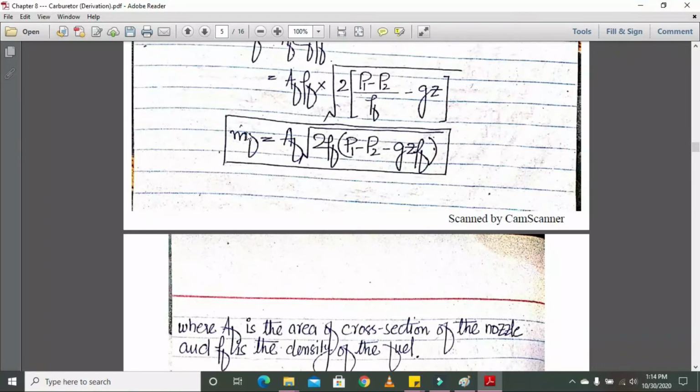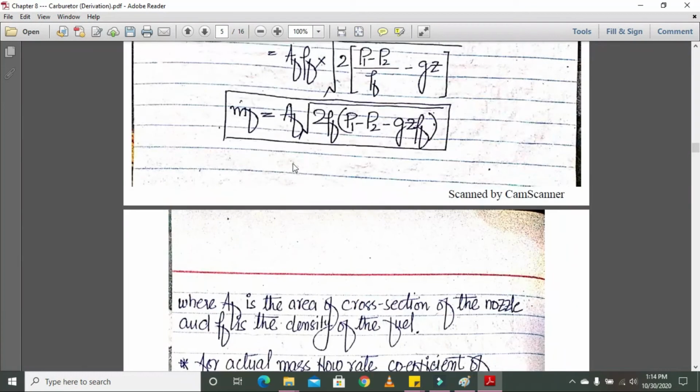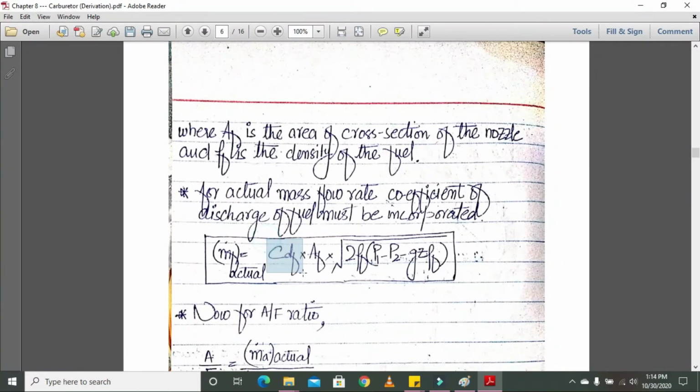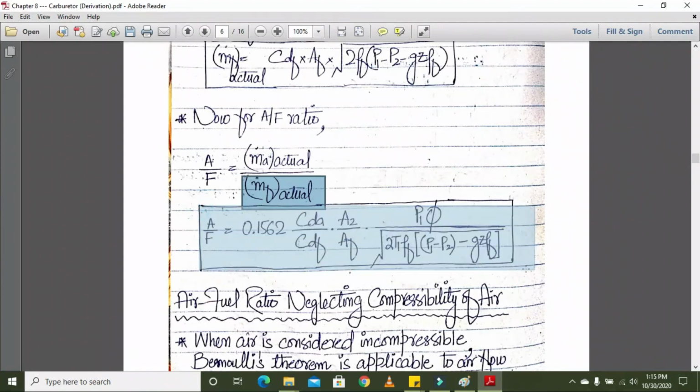This is the relation for the ideal mass flow rate of fuel, and in order to obtain the actual mass flow rate of fuel, we will simply multiply it with the coefficient of discharge of the fuel. Now, in order to determine the relation for the air fuel ratio, we will simply determine the ratio between the actual mass flow rate of air to the actual mass flow rate of fuel. When we replace them, we will get the relation.